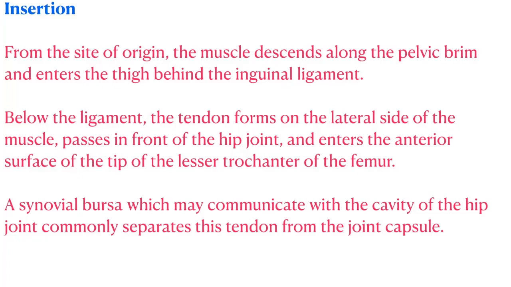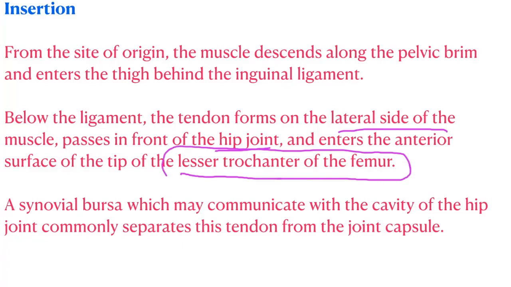Below the ligament, the tendon forms on the lateral side of the muscle, passes in front of the hip joint and enters the anterior surface of the tip of the lesser trochanter of the femur. A synovial bursa, which may communicate with the cavity of the hip joint, may commonly separate this tendon from the joint capsule. So this is the insertion of the psoas major muscle.